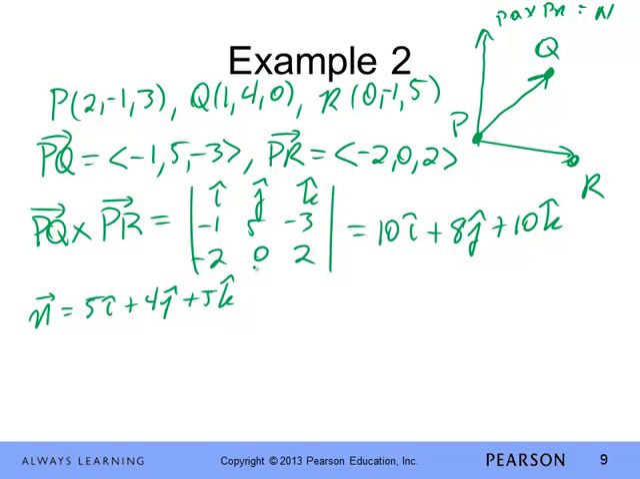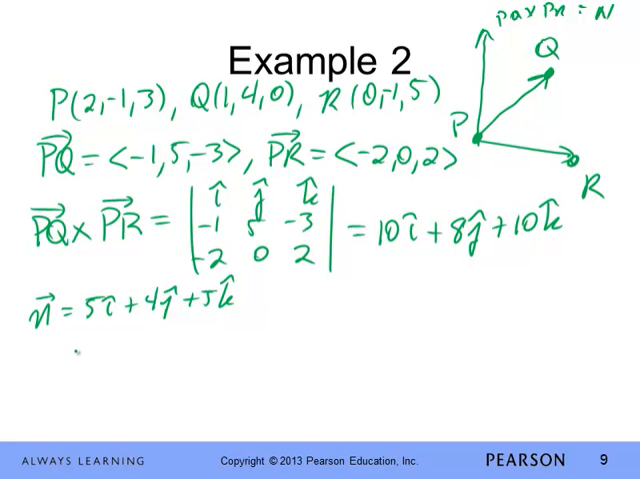Okay, does everybody understand what I'm doing there? Okay, and now we have a normal vector. Does everybody understand why this vector is our normal vector? Okay, anybody not understand?